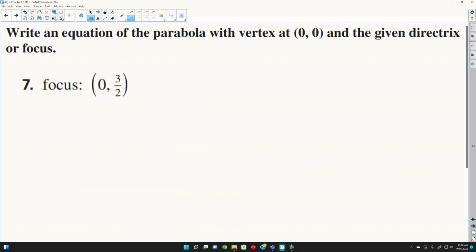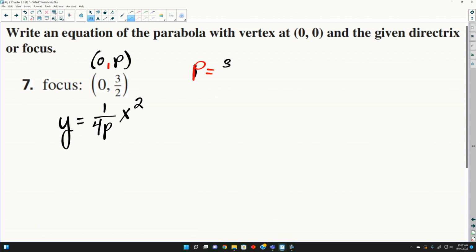And I think this is the last one of these types, yes? Now the 3/2 comma 0 is our focus. Which one does it match up to? 1 over 4p x squared. And in the general form, we have 0 comma p, which means the value of p is 3/2. Which means we just need to plug in 3/2 for p.